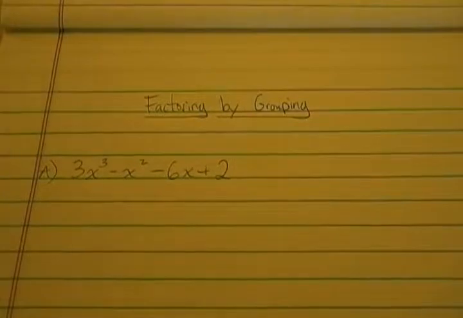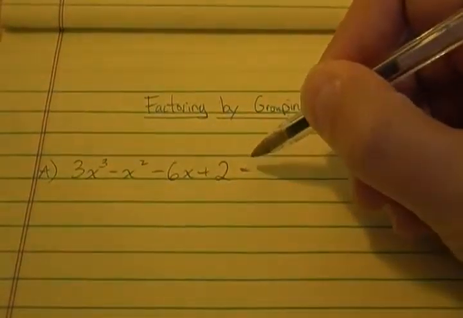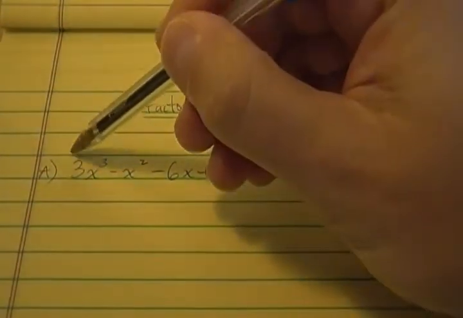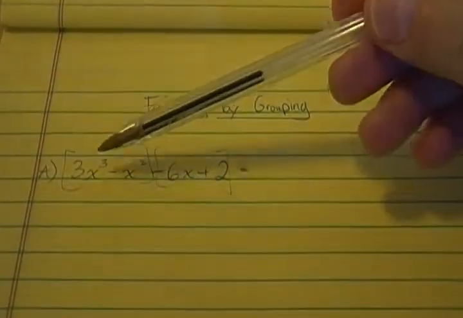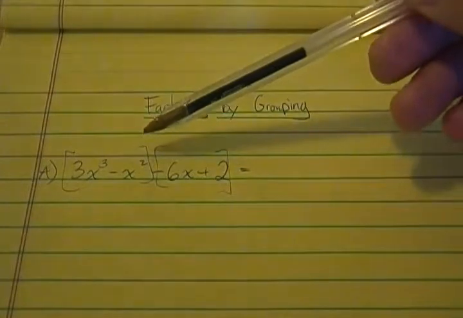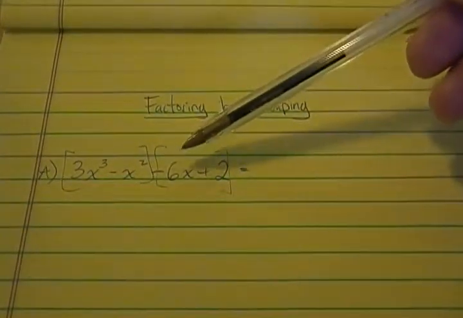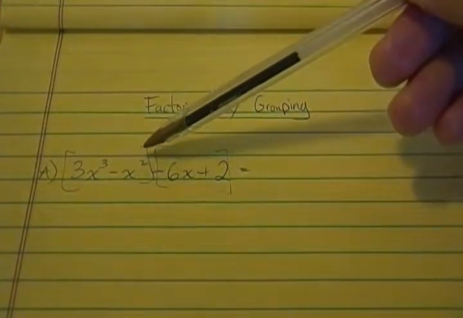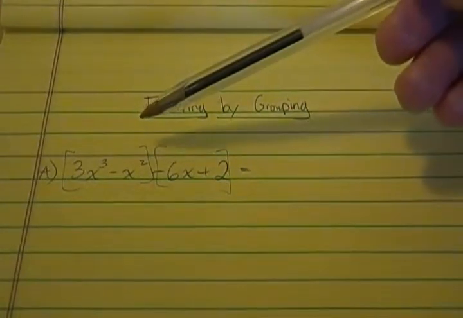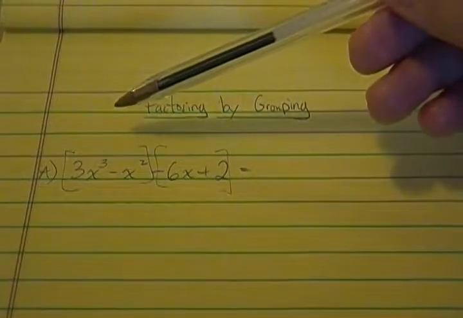All right, so let's start by doing that. My first two terms, if I just kind of lightly block these off, I've got the 3x to the third minus x squared. That's going to be my first group. My second group is going to be this minus 6x plus 2. So if I go to that first group, the 3x to the third minus x squared, I want to look for the greatest common factor of those two terms.